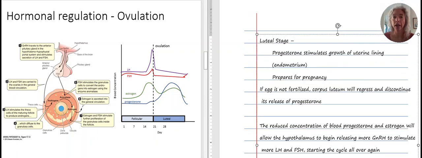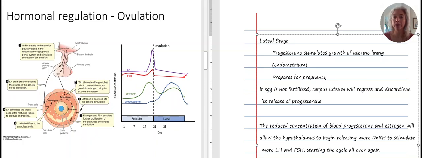The reduced concentration of blood progesterone and estrogen will allow the hypothalamus to begin releasing more gonadotropin releasing hormone, which will then stimulate the release of luteinizing hormone and follicle stimulating hormone from the pituitary gland, starting the cycle all over again.